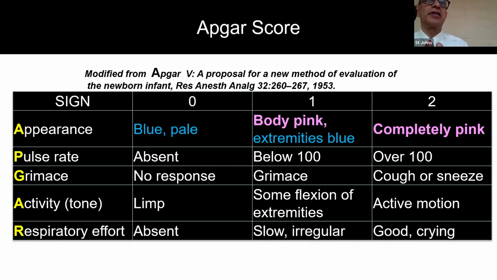There is no way a baby can be pink at 1 minute of life, because the average SAT of a normal newborn baby at 1 minute is 65%. And the baby has to be blue. Body being pink and extremities being blue is completely normal acrocyanosis. And to penalize the baby with 1 point for that is totally inappropriate as well.